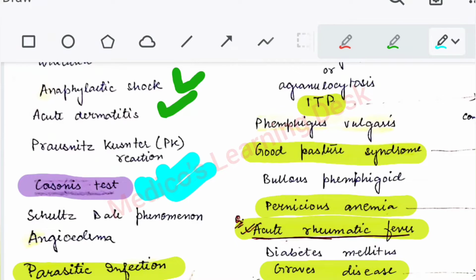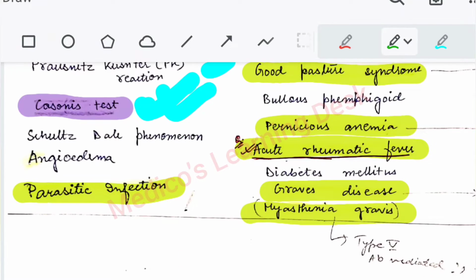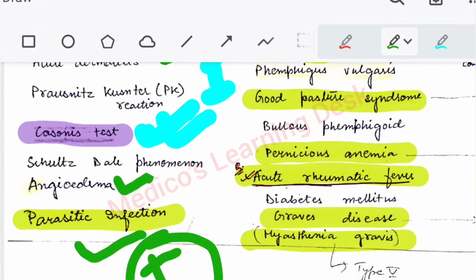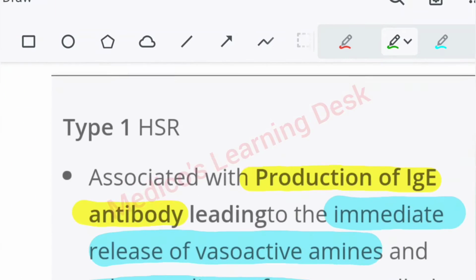Casoni's test falls under type 1 hypersensitivity reaction. Then comes angioedema and the parasitic infections. So all this will be IgE mediated reaction, so they fall under type 1 hypersensitivity reaction.